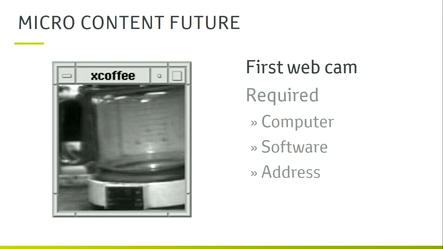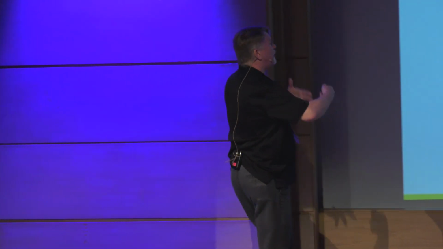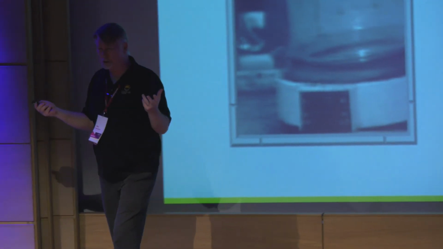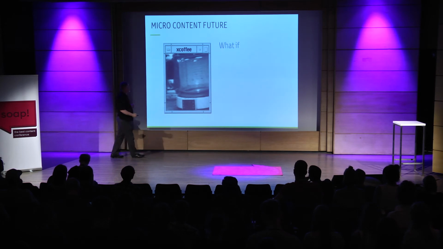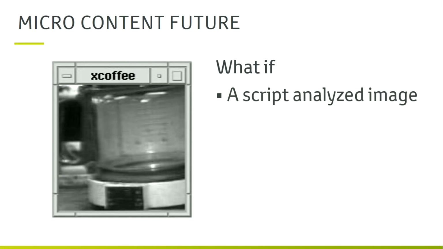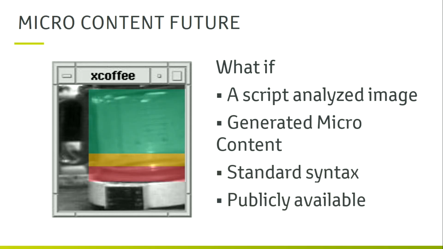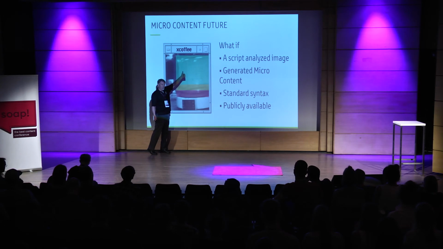That took a lot of work. They had to have a computer, custom software. They had to create an address system when the internet didn't exist yet. It was a very long-form process. Now, what does that have to do with micro-content? Well, think about today. Think about the Internet of Things. We could write a very quick script that could analyze this image and decide if the level's in the green area, we can get coffee. If the level's in the yellow area, we should hurry before somebody else gets the last cup. If it's in the red area, we're just going to stay in our office and wait for somebody else to make new coffee.